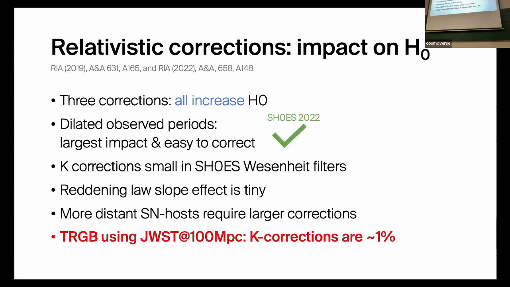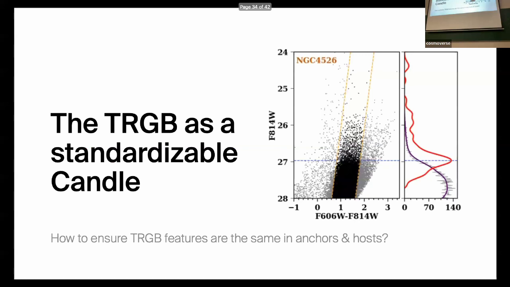So a quick summary of the relativistic effects and their impact on the Hubble constant. We looked at three different things: time dilation, decay corrections, and one more thing, which is the effect on the reddening slope that is used to calculate the Wesenheit magnitudes. All of those are really small. The largest of them is already included in the SH0ES distance ladder. But of course, if we go to larger and larger volumes to get more and more type Ia supernovae, these types of effects become more pronounced. And in particular, for James Webb, it could be of order 1%.